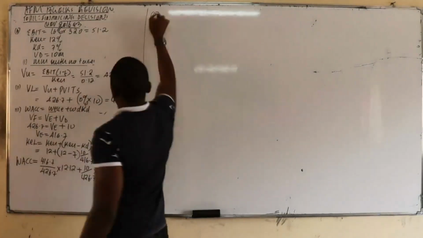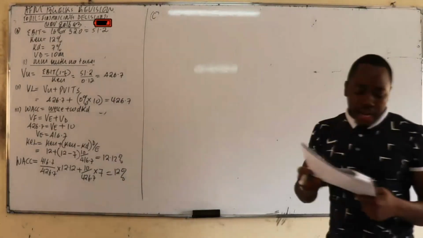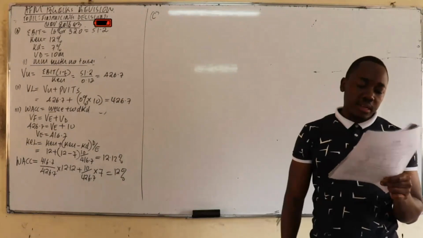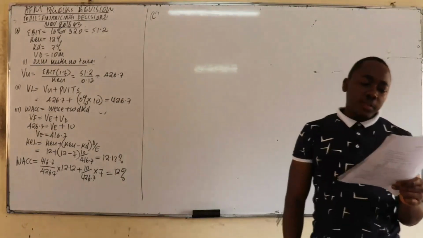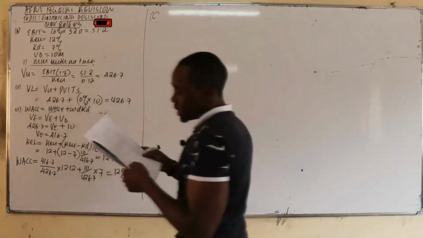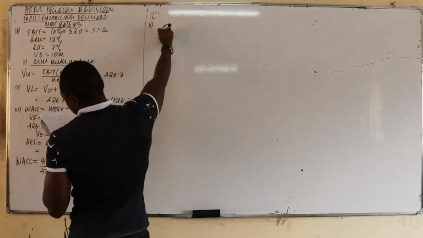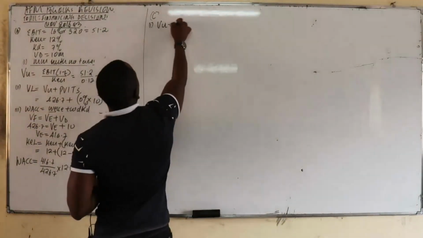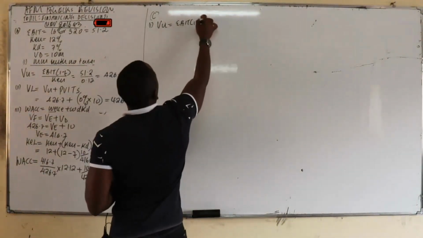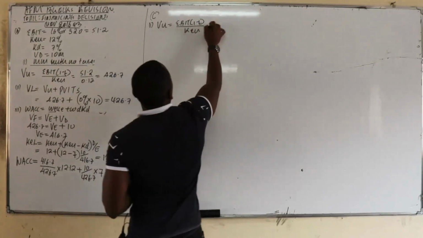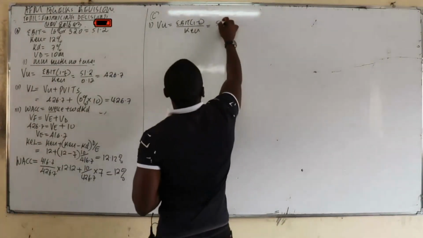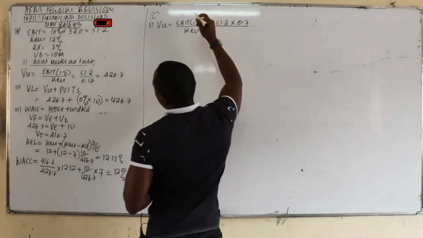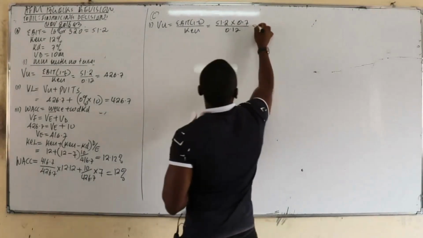Part C of the question. Assuming that the company in B above now pays taxes at the rate of 30%, compute the following in the Modigliani and Miller world. Number one, the value of the firm if it uses no debt. That's the value of ungeared. So it's EBIT 1 minus T over cost of equity of ungeared firm. EBIT is 51.2, 1 minus T is 0.7. The cost of equity of ungeared is 12%. So how much is that?